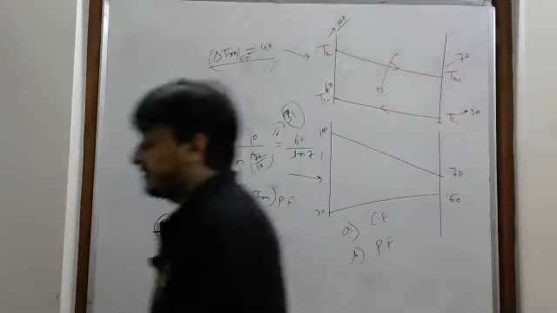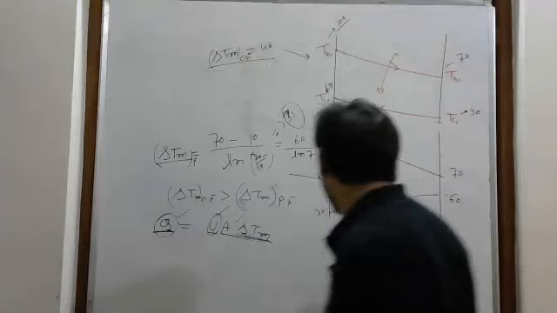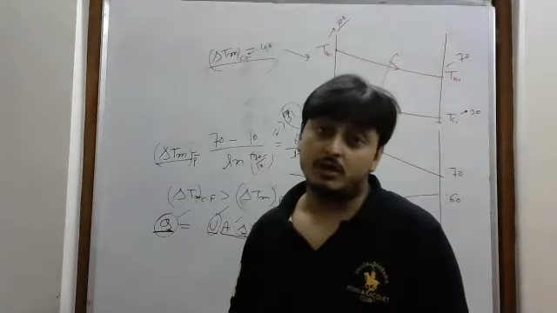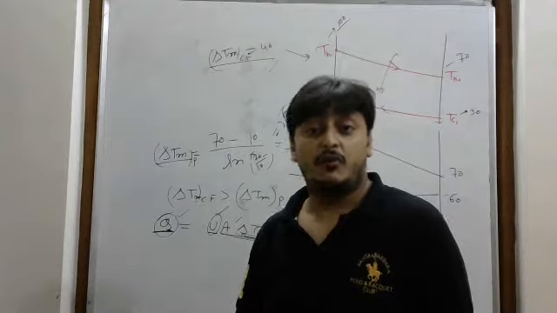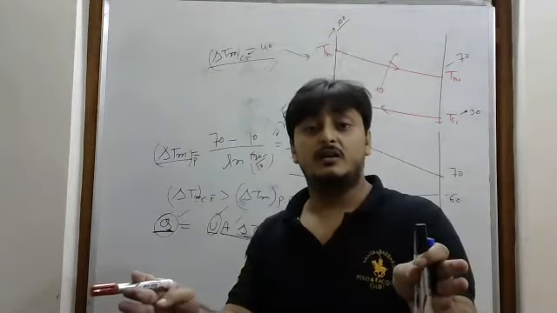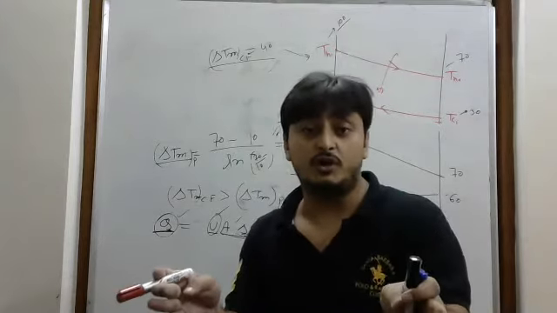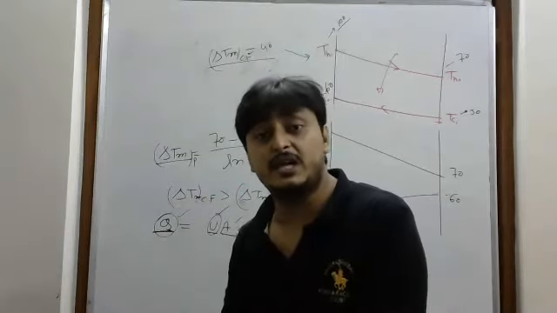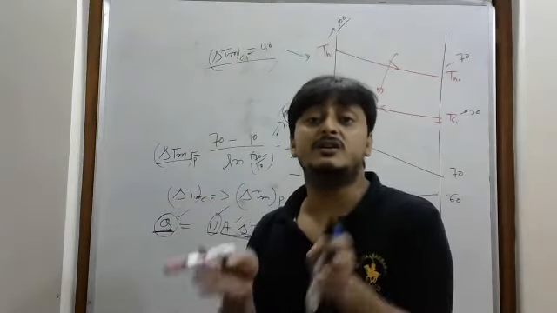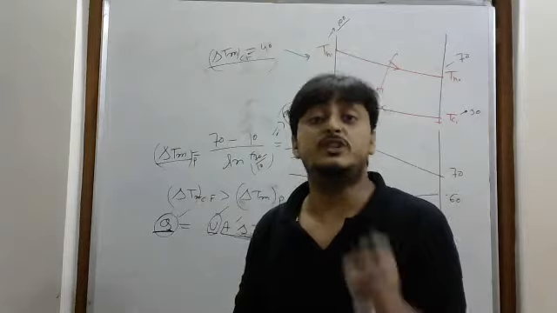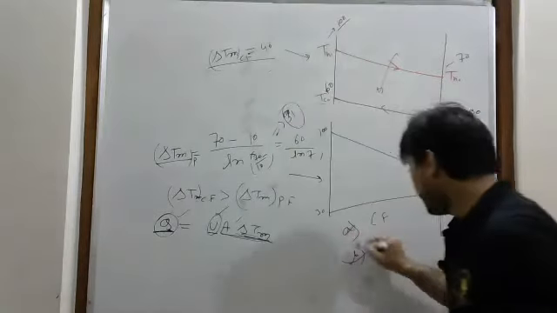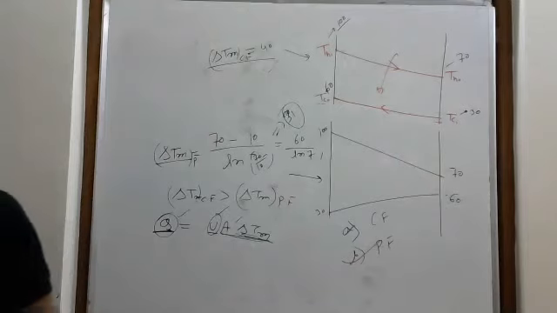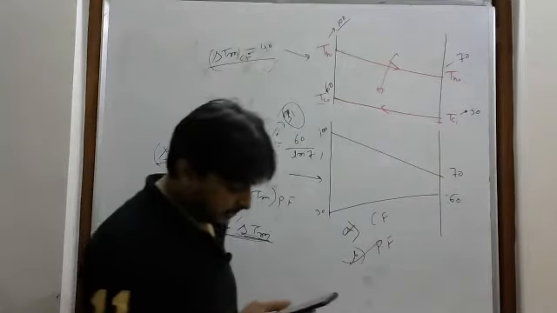So the answer is parallel flow. Very good. So more surface area is required for the same heat transfer for the given temperatures. But if you are using counter flow, the surface area required is less. And if you are using parallel flow for the same case, the surface area required is more. Which one is best? Counter flow or parallel flow? Tell me.